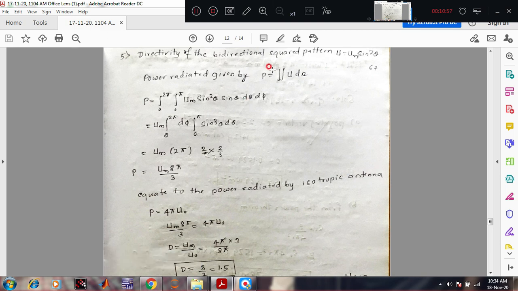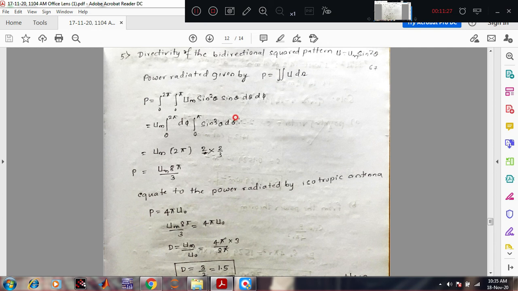So next problem will be the directivity of bidirectional squared pattern. So that is U is equal to Um sin square theta. The power radiated is given by P is equal to the double integral of U d omega, right? So P is equal to the integral from 0 to 2 pi, 0 to pi, Um sin square theta sin theta d theta d phi. So Um 2 pi, integration 0 to pi sin cube theta d theta.